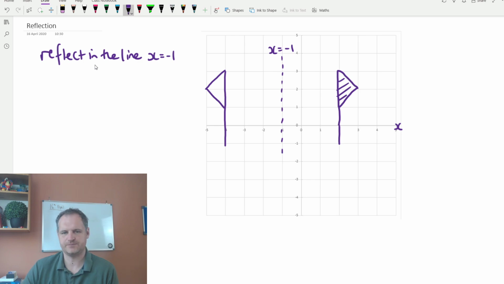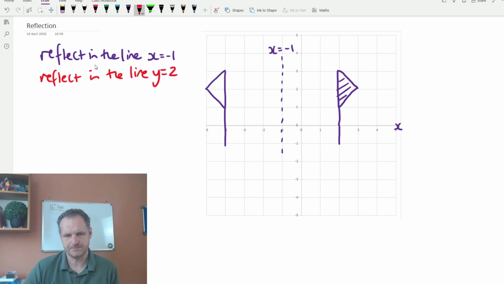Object goes to image. The second question might have said reflect in the line y equals 2. Now this is quite interesting. I like it when these questions happen. If I draw the line y equals 2, that's in the middle of the shape. Actually, what happens is this point here moves to here. This point here swaps with it. This is already symmetrical. So the only thing that happens is it flips over on its own head.